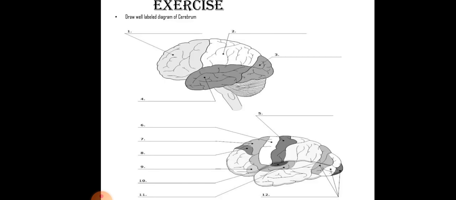And this is the exercise for your file. You have to draw this diagram, you have to color the different areas of these diagrams, and you have to also label all these areas which are unlabeled in your image. So this is your file work.